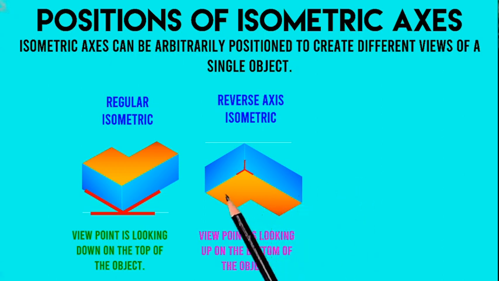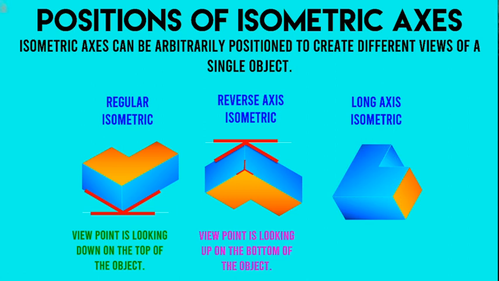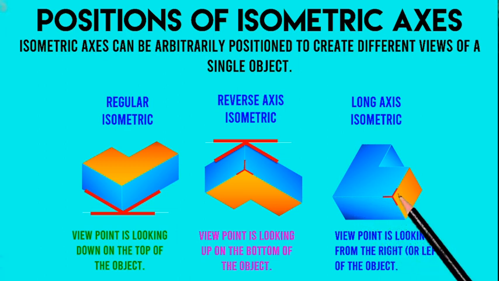Okay, para tayong nakatingin sa ilalim ng mismong object. So, we have our bottom view, our front view, and our side view. And lastly, okay, meron naman tayong long axis isometric by which nakalagay sa bandang kanang bahagi yung ating third position. Okay, so the viewpoint is looking from the right or the left side of the object. Okay, so gamit po yan, iba't ibang placement ng ating axis. Pwede tayo makapag-create ng iba't ibang illusion on how to view a figure or an object.